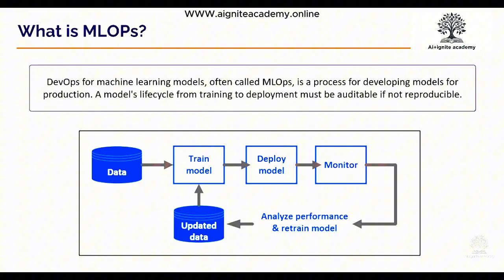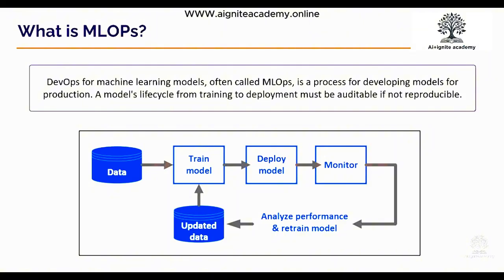So to understand what exactly is MLOps, you should know what is DevOps. So DevOps is basically the process of automating the software development lifecycle. So in this case, we are automating the deploying of machine learning models into the cloud and making sure it runs. So MLOps is a process for developing models for production. A model's lifecycle from training to deployment must be auditable, if not reproducible.